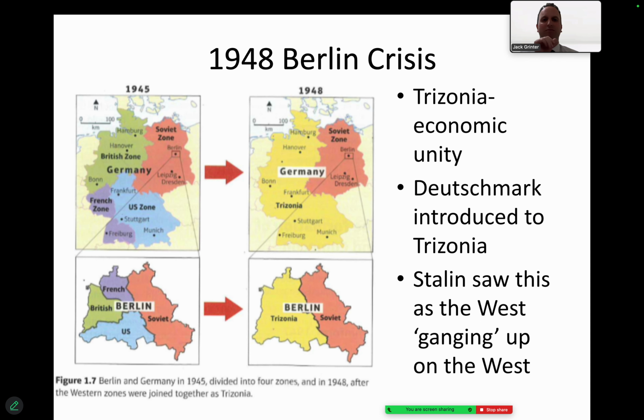So add this onto your timeline. A little bit of context: if you remember, Germany at Potsdam was divided into 4 zones.